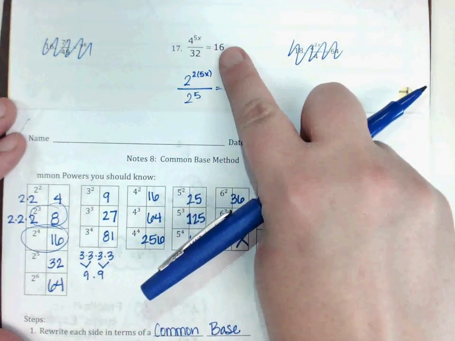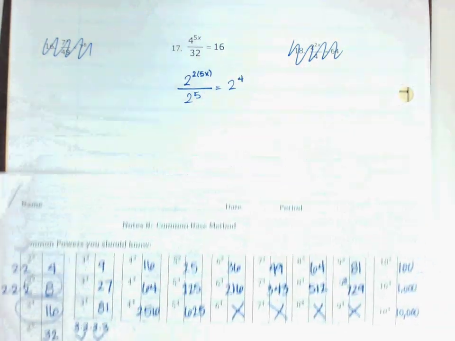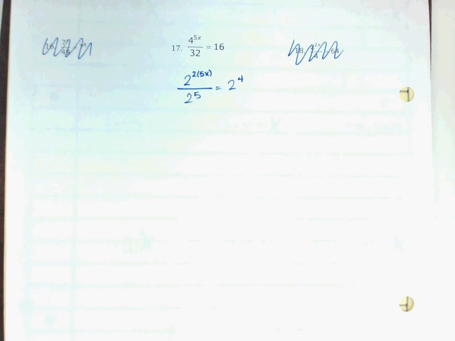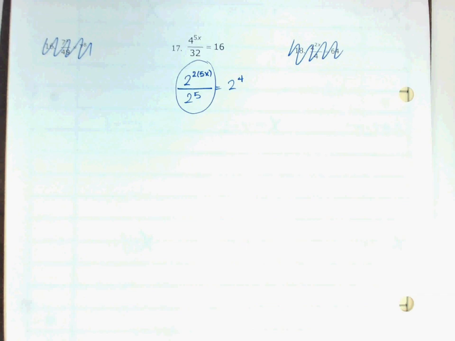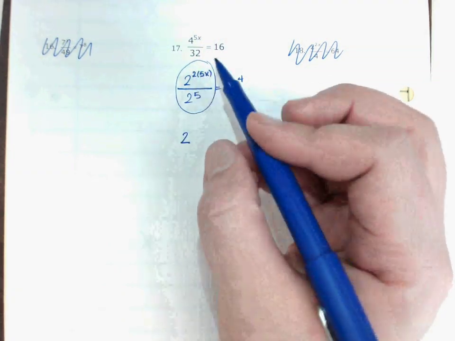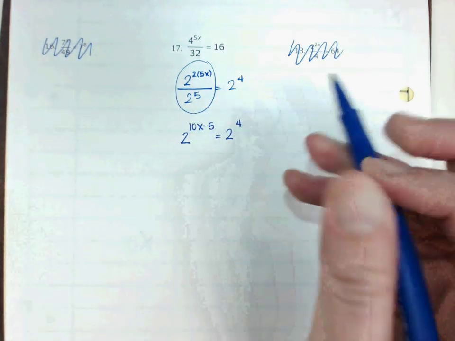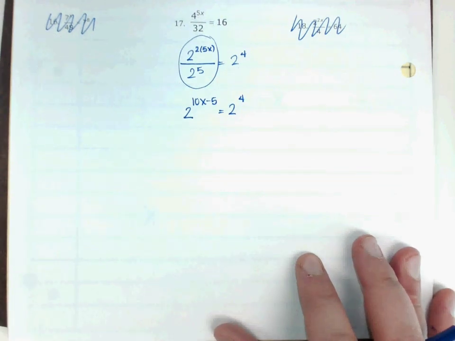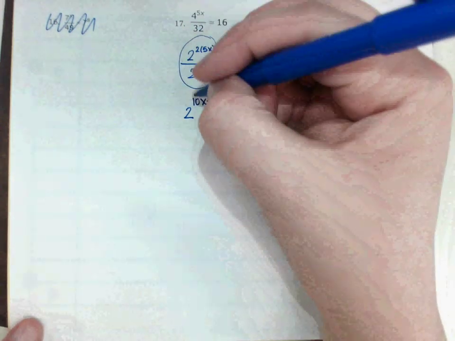And then what is 16 as a base 2? 2 to the 4. Then from there, in order for me to get rid of the 2's, what do I have to do with my exponents when they're divided? I have to subtract. So I have 2 to the, what's 2 times 5x here? 10x minus 5. And then 2 to the 4. Does that make sense? So you write everything as a common base. If they're divided, you subtract. And now that I have one base 2 on each side, I can cancel them. So gone, gone.